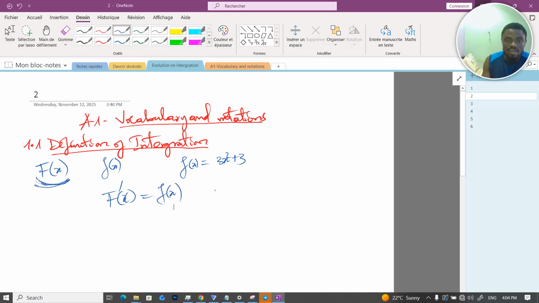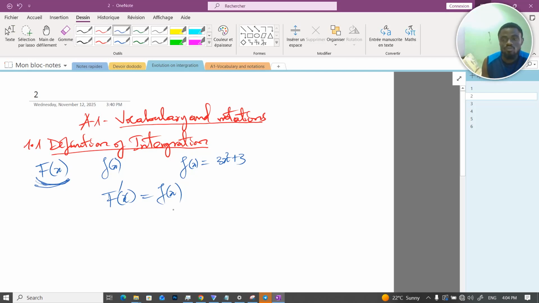Look, if you are asked to find the integral of small f of x, they are basically asking you, find that function capital F of x that if you derive, you will obtain what? Small f of x. That's basically the definition of integration.